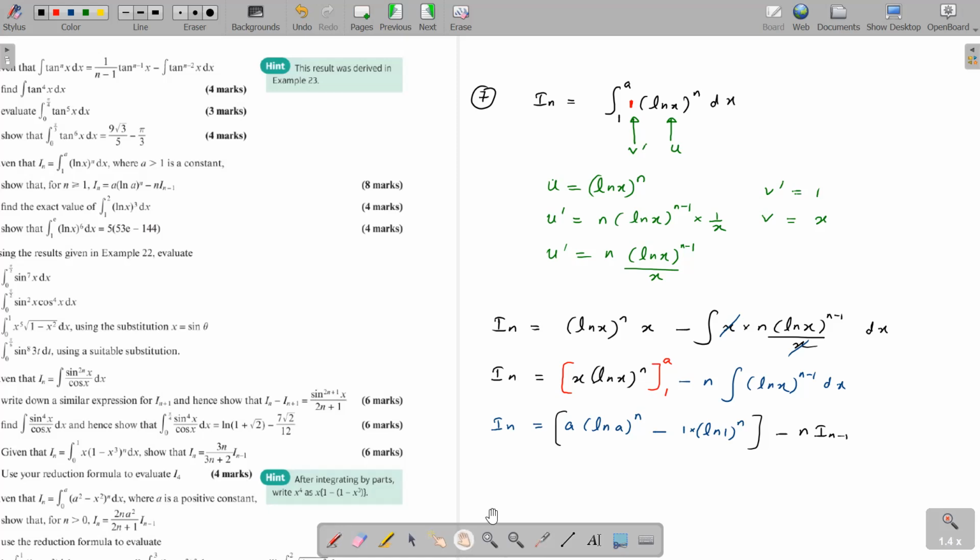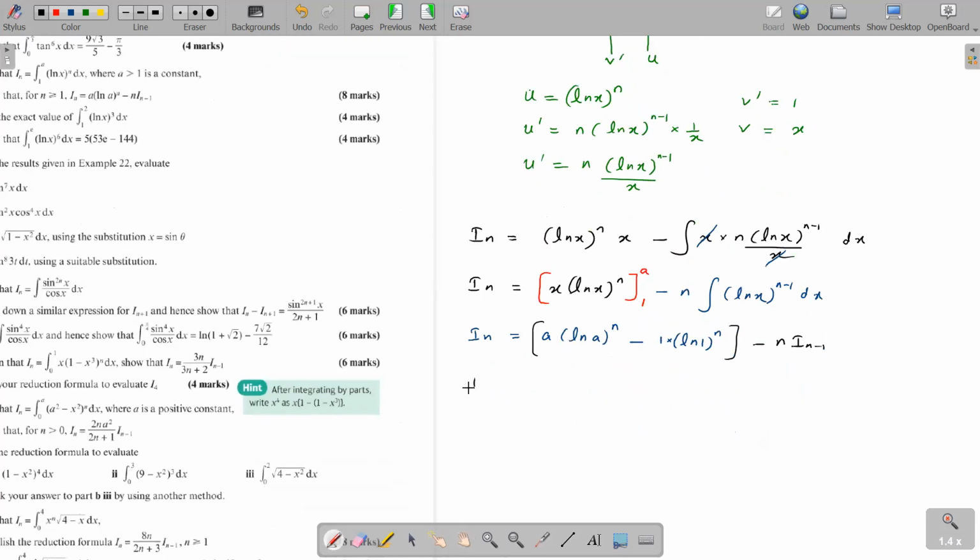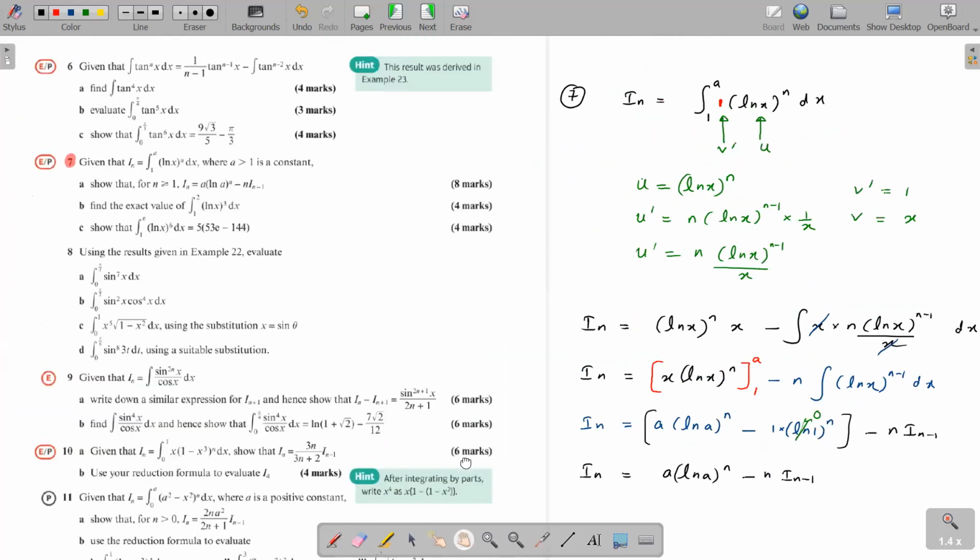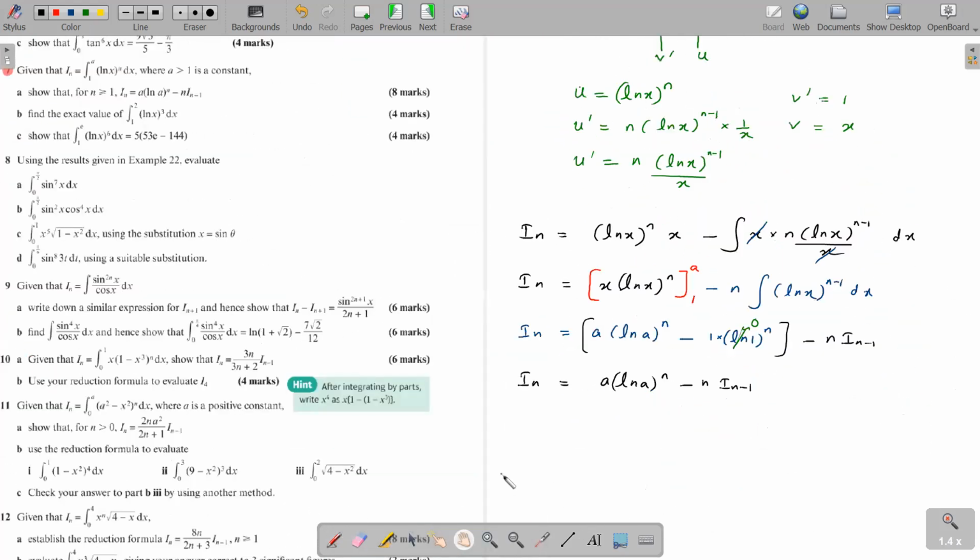Are you with me? So then I get here I_n equals a times ln a to the power n. ln 1 will be 0. So that is it. And then here I get minus n times I_(n-1). So 8 marks, show that. Did we get the show that? Yes. Here I_n equals a (ln a)^n minus n times I_(n-1). We got to show that. Do you see? Next, move on to part B.